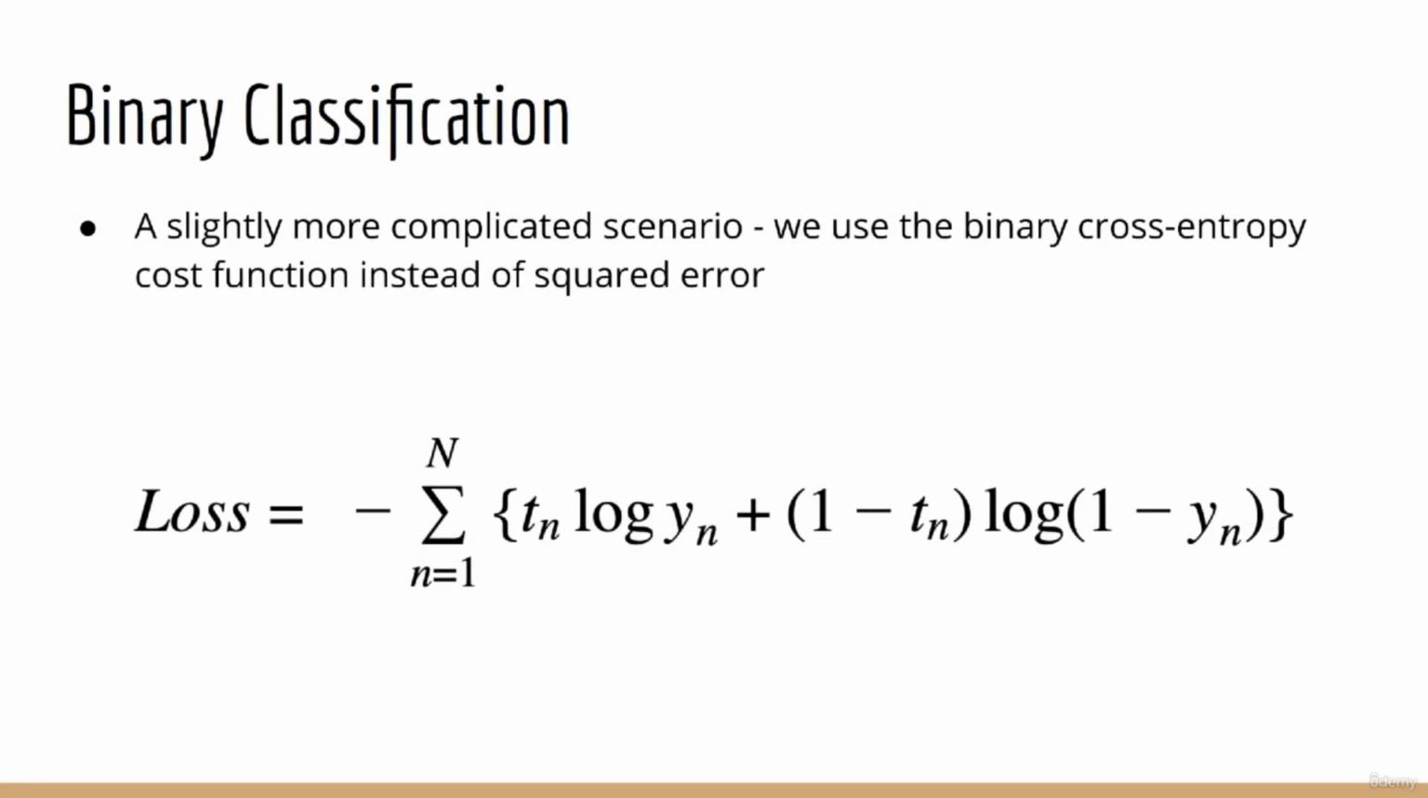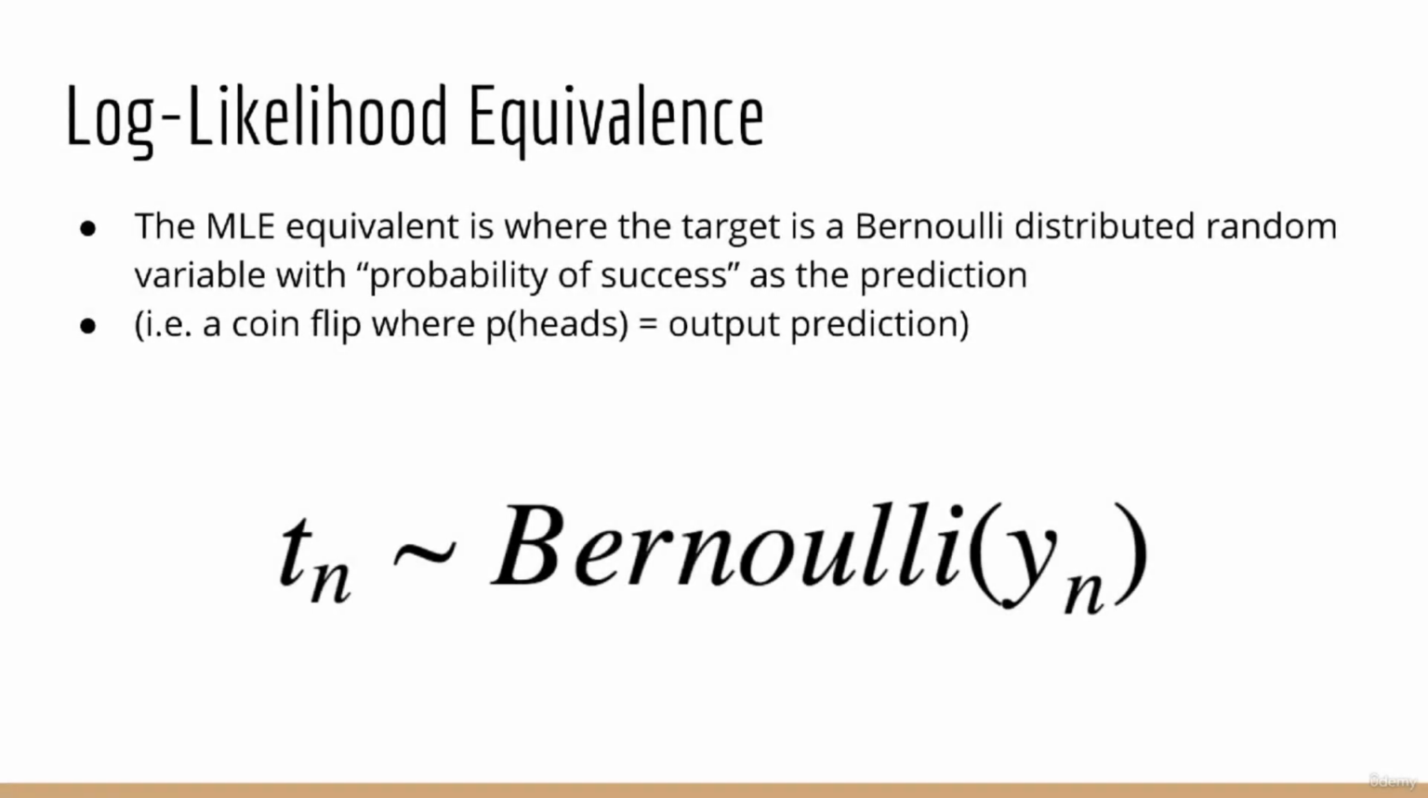Let's now discuss a slightly more complicated scenario, which is binary classification. As you recall, for binary classification, we use the binary cross-entropy error function, which is as follows. It's the negative of the sum over n, t of n times log of y of n, plus 1 minus t of n times log of 1 minus y of n. The question now is, what's the log likelihood equivalent of the binary cross-entropy?